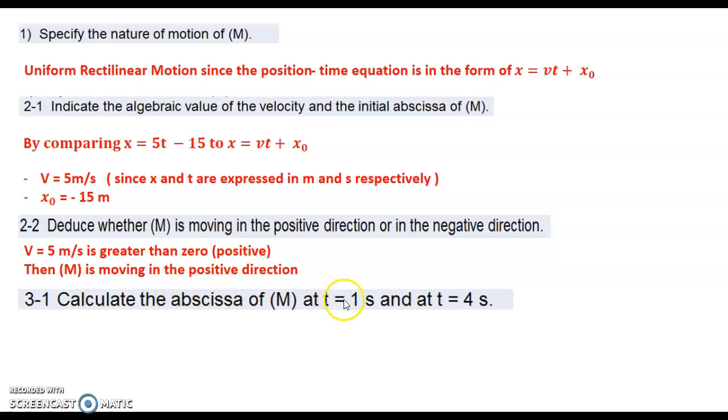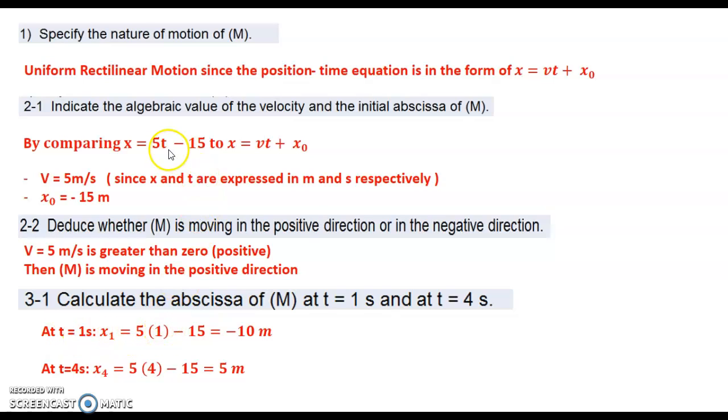Calculate the abscissa of M at t equal 1 second and t equal 4 seconds. At t equal 1 second, we express this position as x index 1 to show that it's at t1, equals 5 times 1 minus 15, doing the substitution in the given time equation, which is equal to minus 10 meter. At t equals 4 seconds, x4 is equal to 5 times 4 minus 15 equals 20 minus 15, so 5 meters.